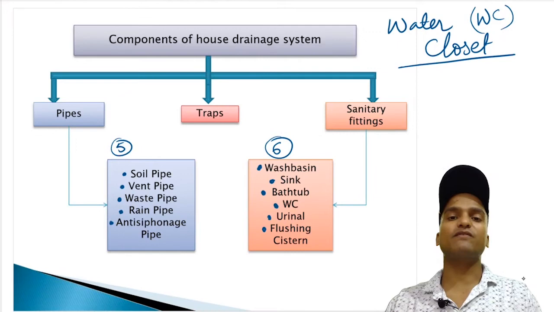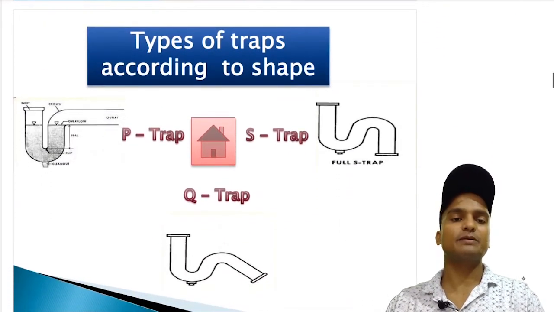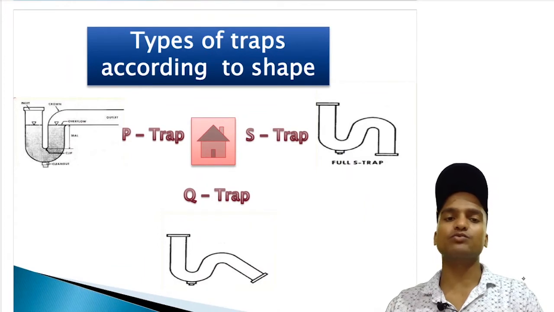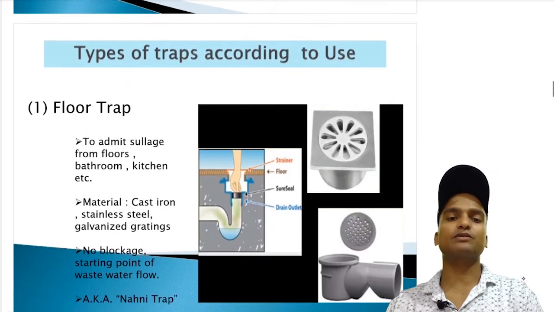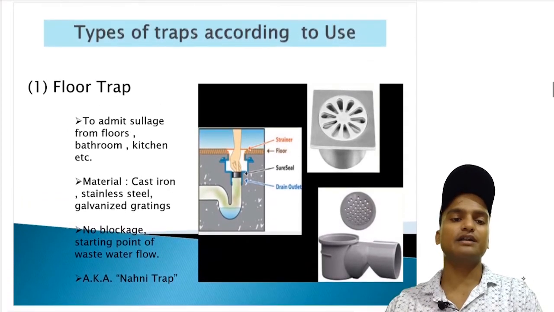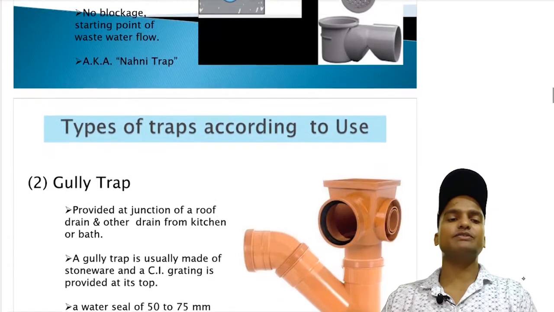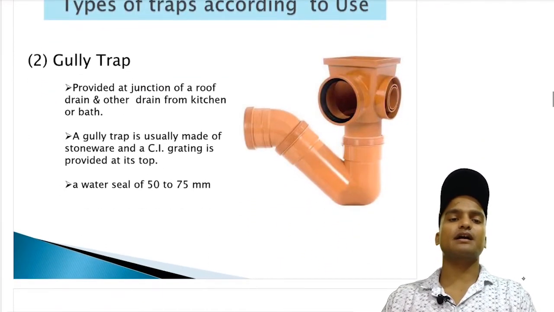So now let us have a fast recap on types of traps. Based on the shape, there are P trap, S trap and Q trap, which you can see very clearly. And the types of traps according to use: the floor trap, which is also known as nahni trap. Then comes the gully trap, which is usually made of stoneware, and a cast iron grating is also provided at the top.